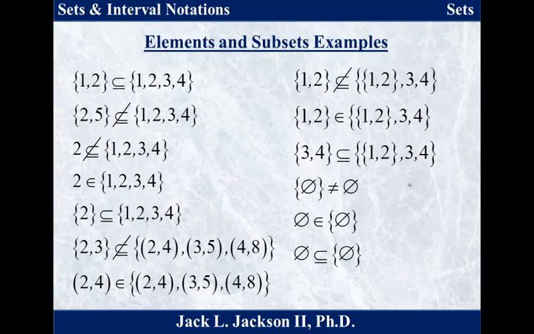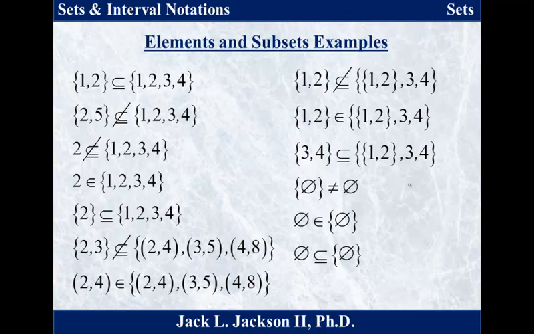The set containing 2, 3 is not a subset of the set containing the ordered pairs (2, 4), (3, 5), and (4, 8). Notice that this set here has 3 elements, and each element is an ordered pair. So the elements are not numbers, the elements are ordered pairs of numbers. Notice that the ordered pair (2, 4) is an element of that set. It's not a subset, it's an element of that set. Okay, go on to the next column.